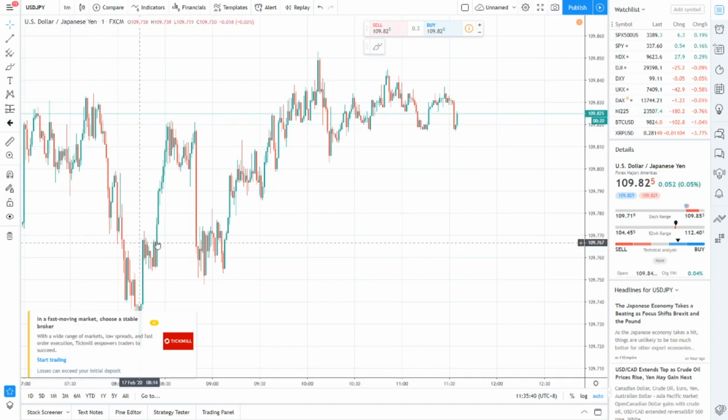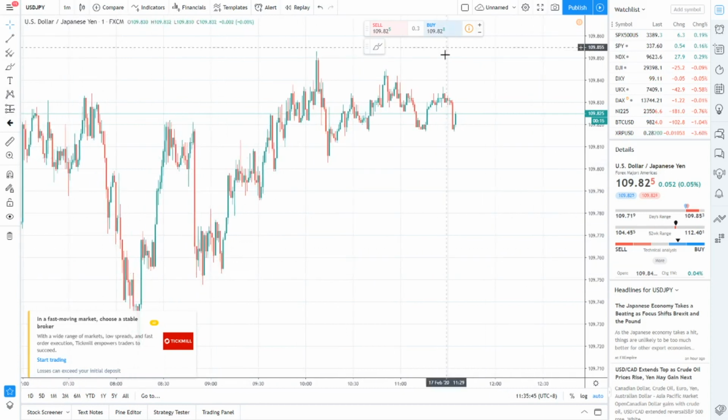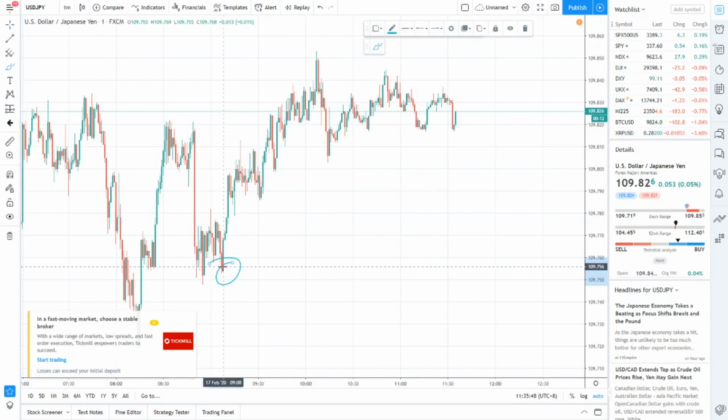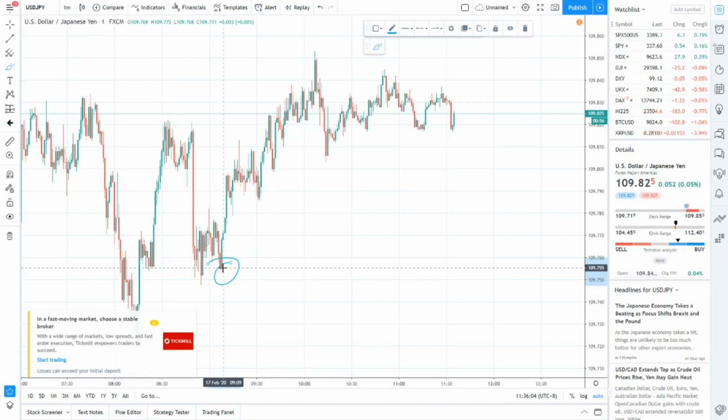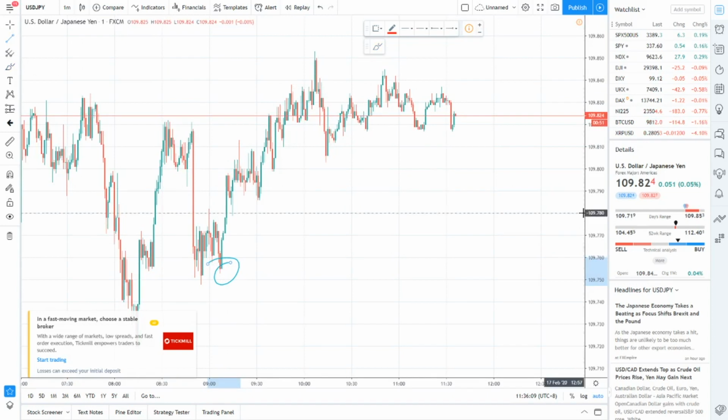How it happens is, for example, you are opening a trade for USD Japanese yen, somewhere around here, at 109.755. What you're going to do is place a call signal, where you earn money when the price goes up. Then you're going to place a stop loss of somewhere around 109.780, over here. And this is where you're going to place your take profit.